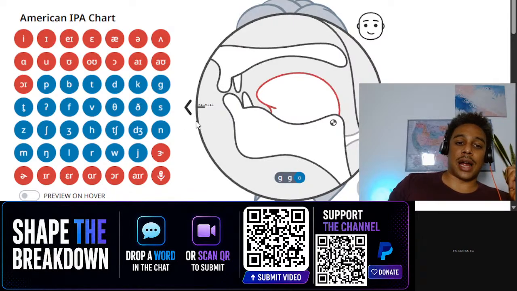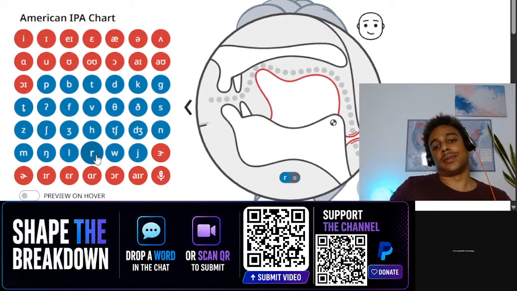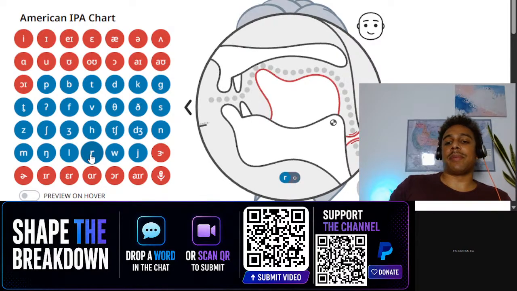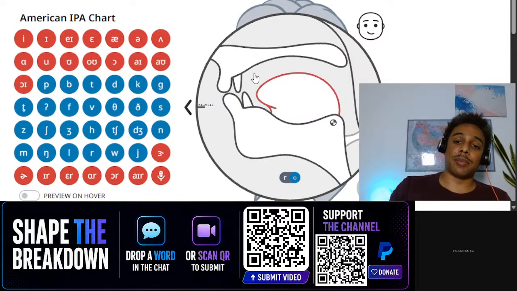Now, for our R sound, where's the R? Am I blind? There it is. All right, so this is what I was talking about, right? You've got the back or the back middle of the tongue coming up back here. And then you can see it dips down, and then the tip of the tongue kind of points up like it's looking up in the sky.